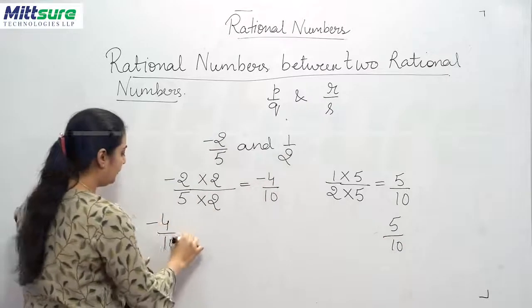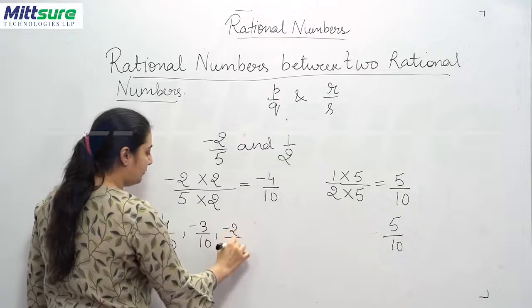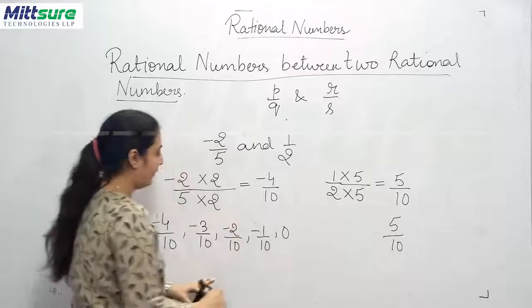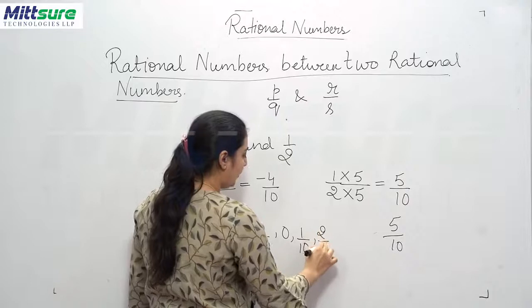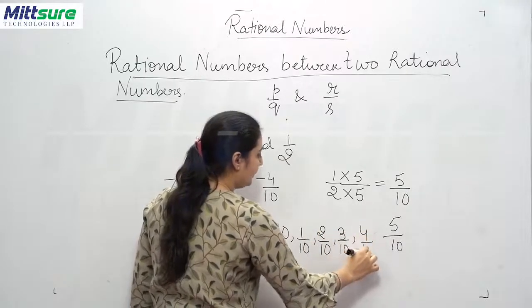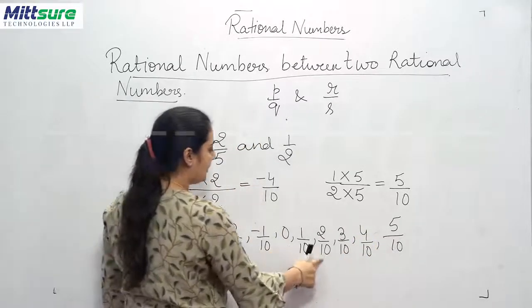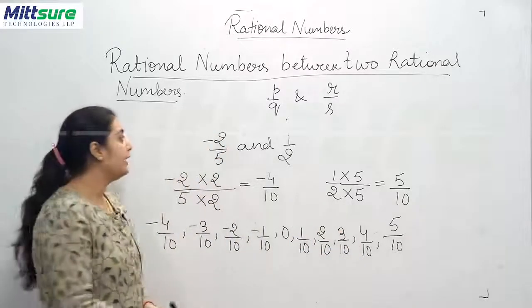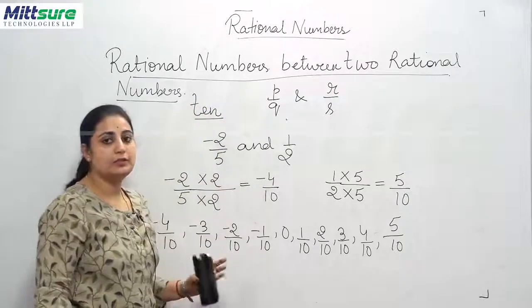Now let's see how many rational numbers are present between -4 upon 10 and 5 upon 10. I will start from here: -3 upon 10, -2 upon 10, -1 upon 10, 0, then 1 upon 10, 2 upon 10, 3 upon 10 and 4 upon 10. Now let us count: 1, 2, 3, 4, 5, 6, 7, 8. But I am supposed to find 10 rational numbers between the two, so this is not sufficient.